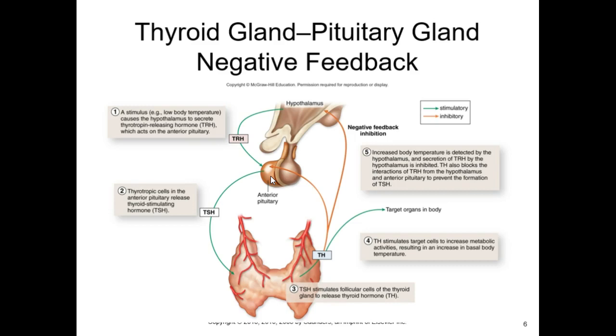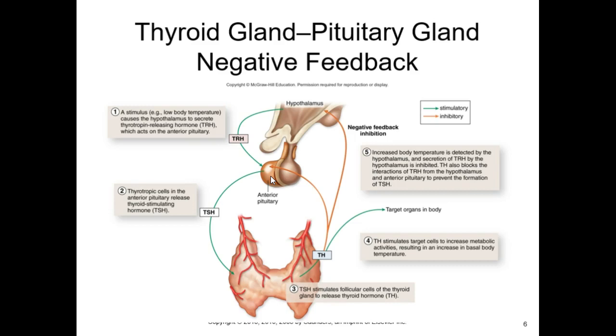Yes. It depends on what is disordered. Hypothyroidism can be because of the thyroid gland, which would be primary. Hypothyroidism can be because of the pituitary, secondary. Hypothyroidism can be because of the hypothalamus. Then it would be tertiary.